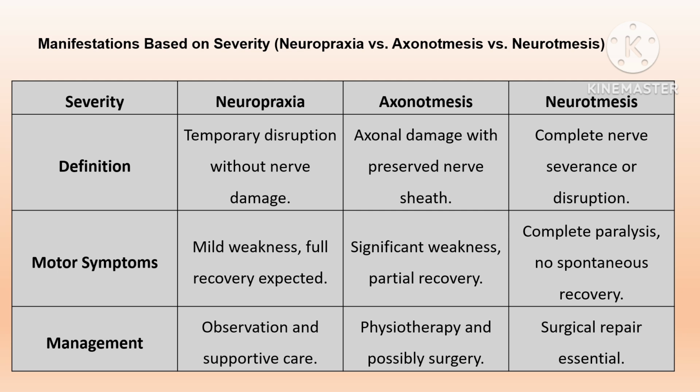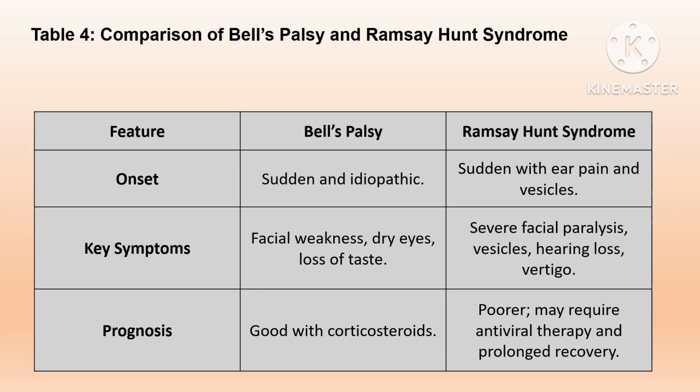Compare Bell's palsy and Ramsay Hunt syndrome. Bell's palsy is sudden facial weakness, often with no known cause, affecting one side of the face. While on the other hand, Ramsay Hunt syndrome is similar to Bell's palsy, but also includes pain, fluid-filled blisters around the ear, hearing loss, and balance problems. Treatment for Ramsay Hunt may require antiviral medications.